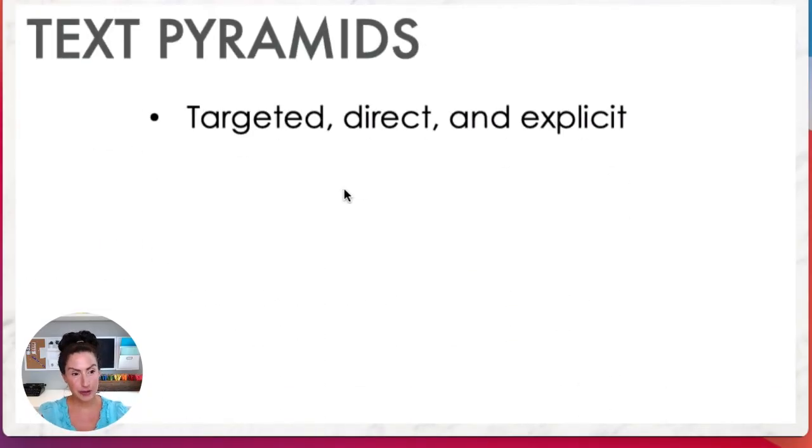So text pyramids, just to give you an overview of what they are instructionally, they're very targeted, direct, and explicit. We've talked in previous trainings about a balanced approach, and some things are a little bit more implicit or indirect, and some things we do with our students are very targeted. Well, text pyramids or reading pyramids are an example of a really targeted activity, and you'll see why, because you really can get very specific and create these to meet your students' needs.